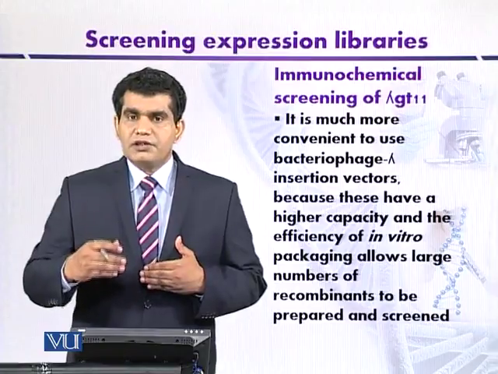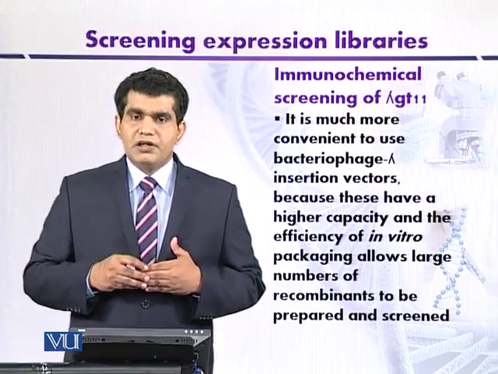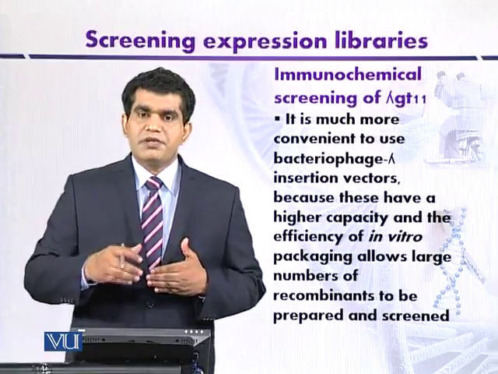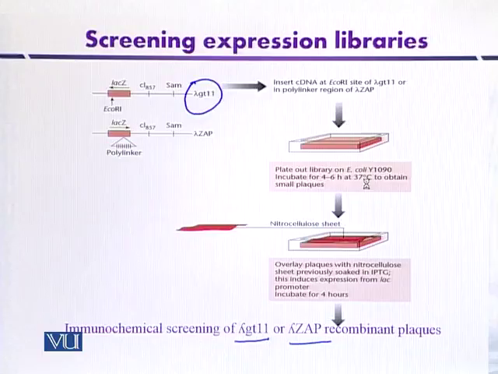So one of the advantages of this technique is that replica plating is not required as in case of the previous method. This is the basic outline of the immunochemical screening by using lambda GT11 and lambda ZAP recombinant plaques. As I told you, here we can use different types of lambda insertion vectors. Here the first example is lambda GT11, and lambda ZAP vector can also be used.